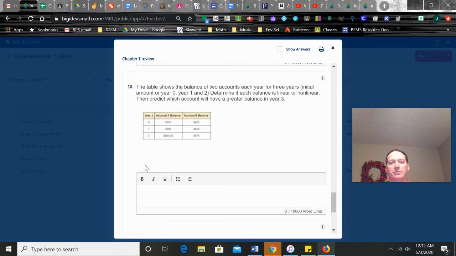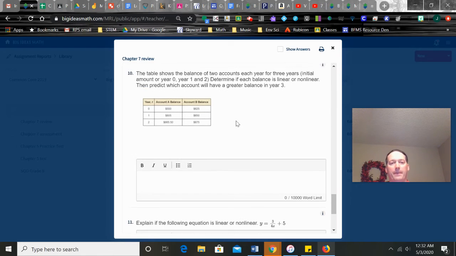Let's go to the next one. The table shows the balance of 2 accounts each year for 3 years. Initial amount, year 0, year 1, and then finally year 2. Determine if the balance is linear or nonlinear, then predict which account will have a greater balance in year 3. Okay. So now you have to go through and figure out if it's linear. Since this is going up by 1 each time, if the balance goes up at a constant rate, you know it's linear. If it doesn't go up at a constant rate, it's nonlinear.